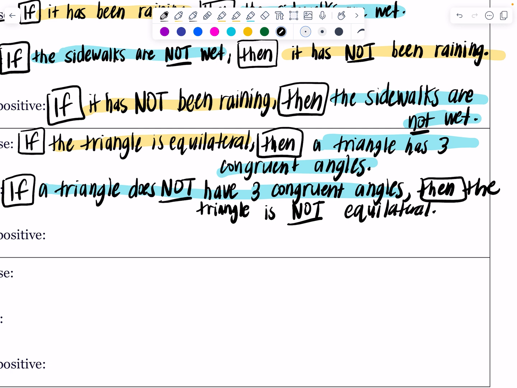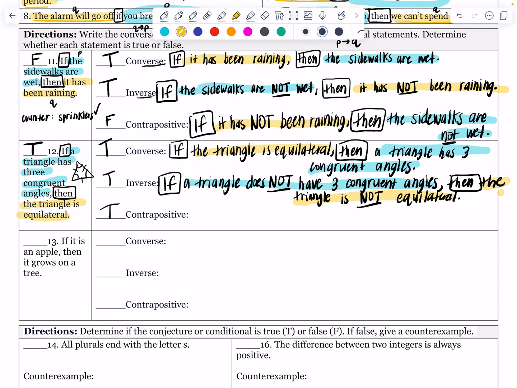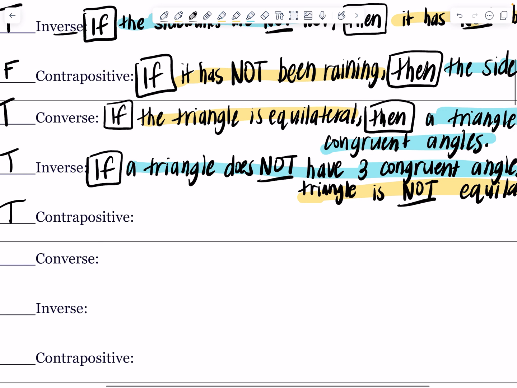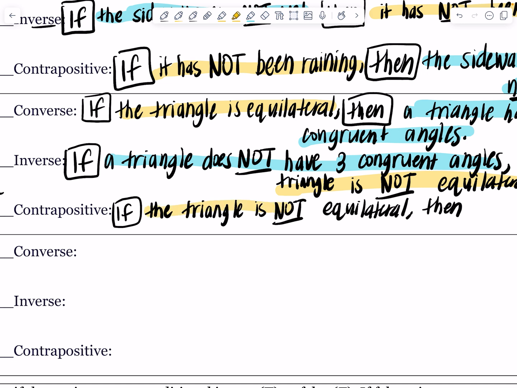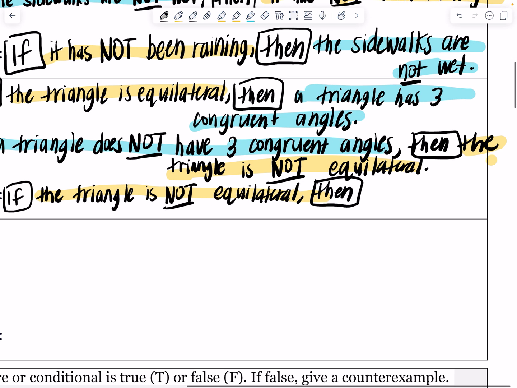All right. So that was if not blue, then not yellow. What is our last one? Our last one is going to be the contrapositive, which is where you switch them and you flip them. So if not yellow, then not blue. So if the triangle is not equilateral, then not blue. What would our not blue be?